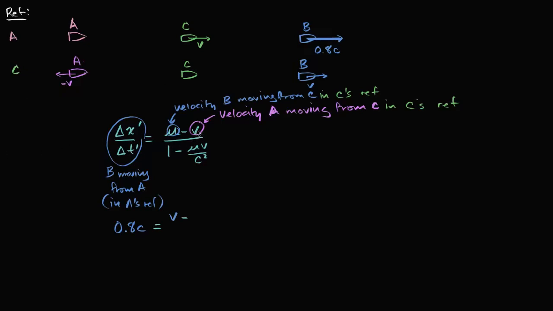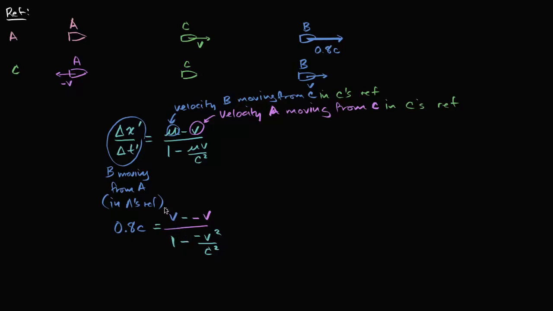I know it's confusing to replace a v with a negative v, but this is a generalized formula, while this is the actual value that we're using in this case. So minus negative v, all of that over 1 minus the velocity of u times the velocity of v. Well, that's going to be v times negative v, or negative v squared. So I'll just write that as negative v squared over c squared. And just like that, we have set it up so we can solve for v.